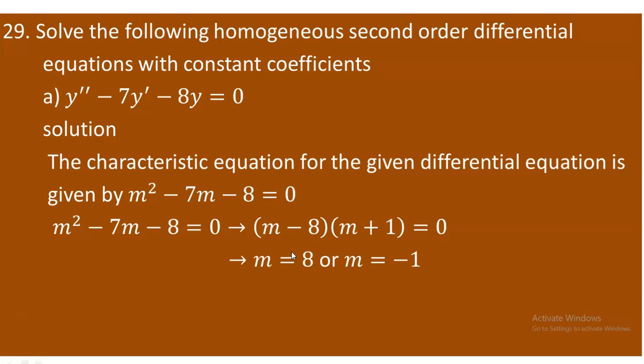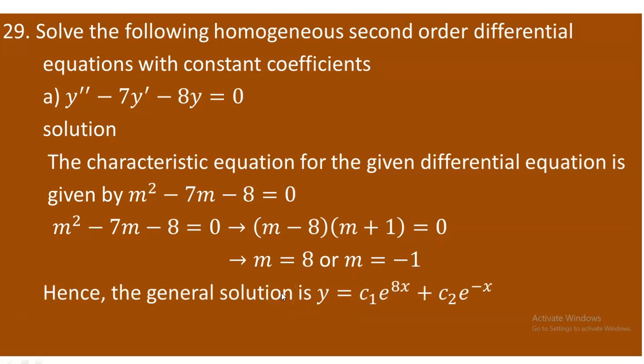So from this, the value of m is going to be 8, and or the value of m is going to be minus 1, I mean. So the final solution is going to be the linear combination of e to the power of m1x and e to the power of m2x. So finally, the general solution is going to be given by y is equal to an arbitrary constant c1 e to the power of 8x plus c2 e to the power of minus x. Here c1 and c2 are arbitrary constants.